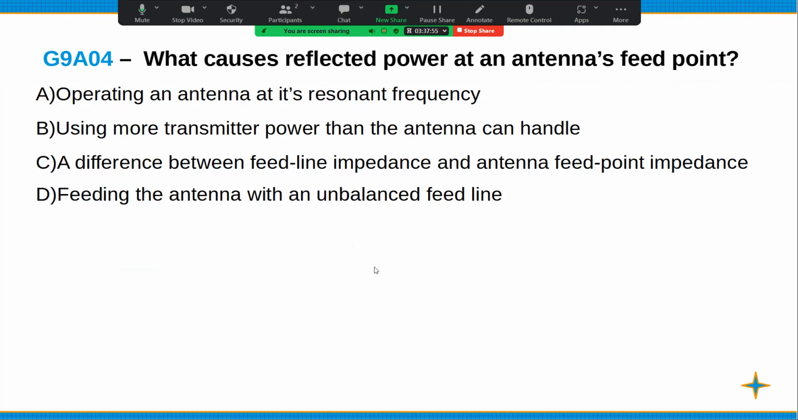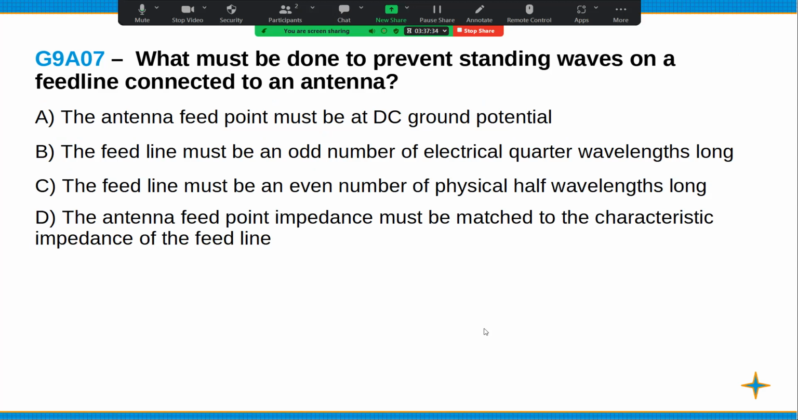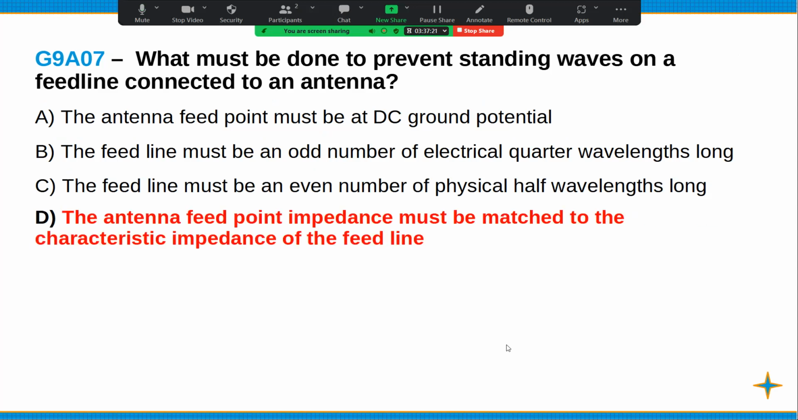What causes reflected power at an antenna's feed point? When you're not matched with the same impedance. What must be done to prevent standing waves on a feed line connected to an antenna? You need to match it as close as you can.